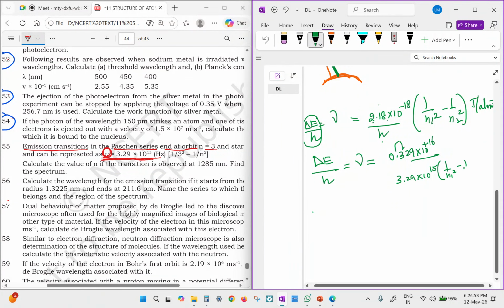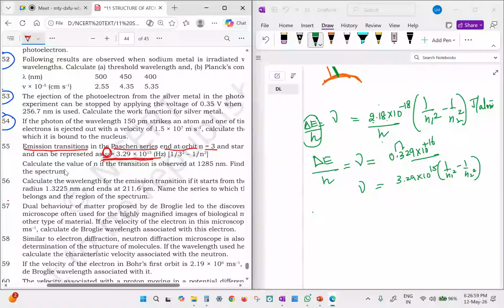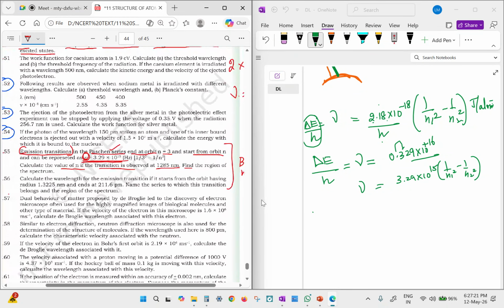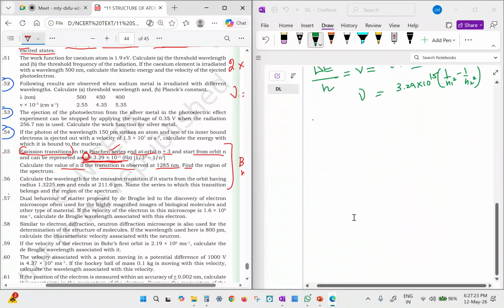1 by n1 square minus 1 by n2 square is equal to the frequency. Don't wonder what this is. You just go back and see what concept it is talking about. Emission transition in Paschen series, etc. Now, calculate the value of n if the transition is observed at 1285 nanometer. Find the region of the spectrum.